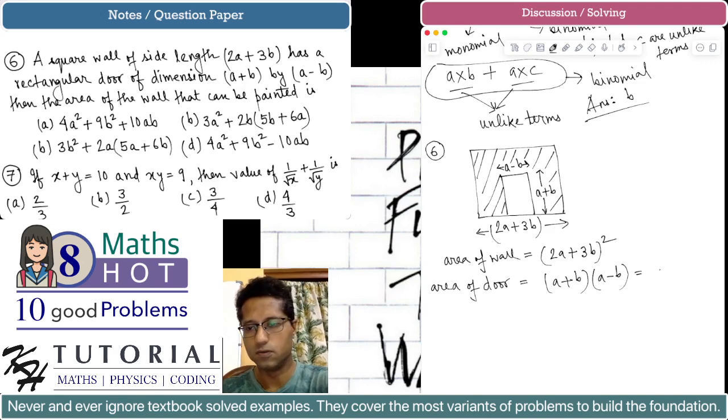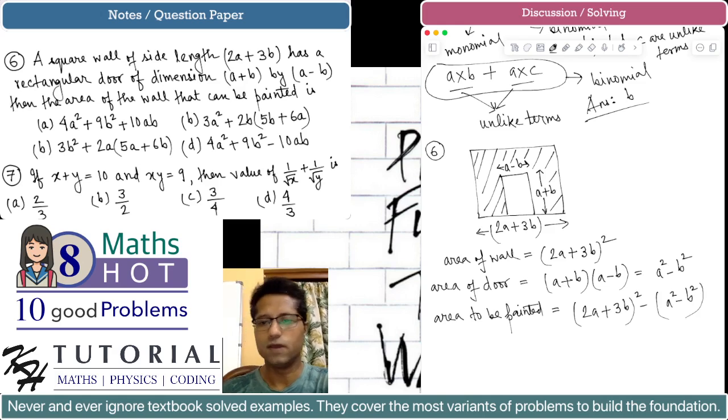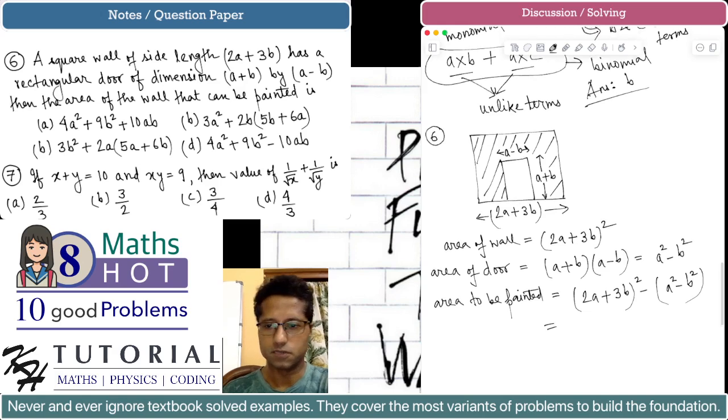So this will be equal to a square minus b square. So the area to be painted, or the area of the wall that can be painted, will be equal to the area of the wall minus the area of the door. So that is (2a plus 3b) whole square minus (a square minus b square). Now we have to simplify this expression.